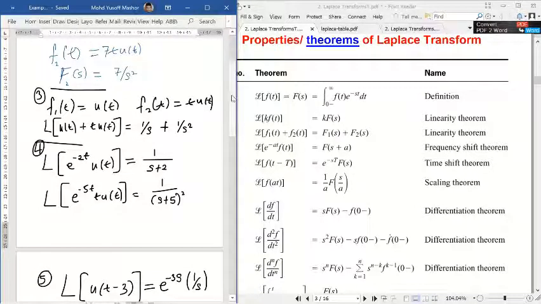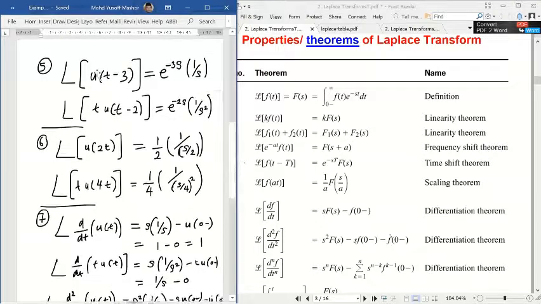Okay, let's see the example. Let's say you have the step function now delayed by 3. If you plot the graph, the step function starts at the time of 3 instead of time 0. So what is the Laplace equivalent for that? According to the theory, you just take the step function and transform it into Laplace. The step function is 1 over s, and in front you multiply by e to the power of minus 3s.